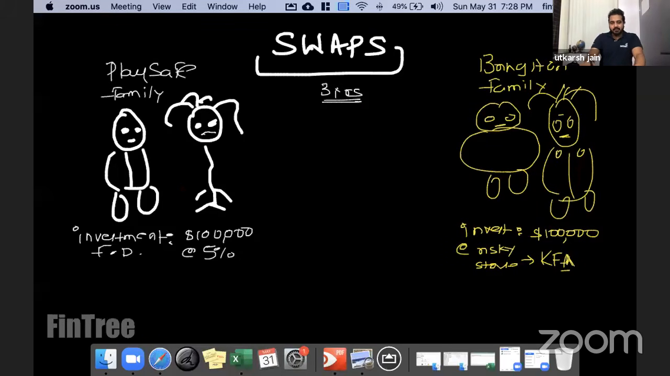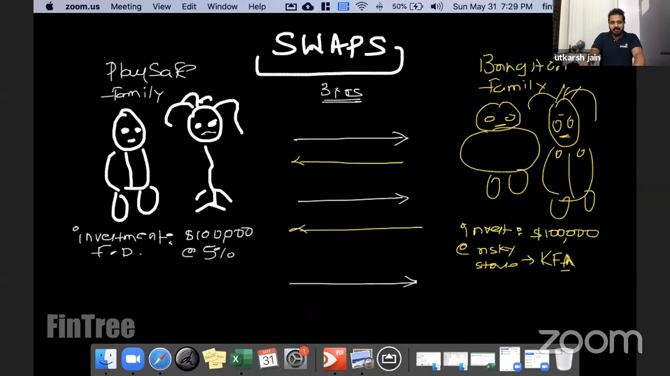But for the next 3 years, whatever money the PlaySafe family earns on their investment, they will just give it to you. So it is an exchange of return on different instruments or different investments.